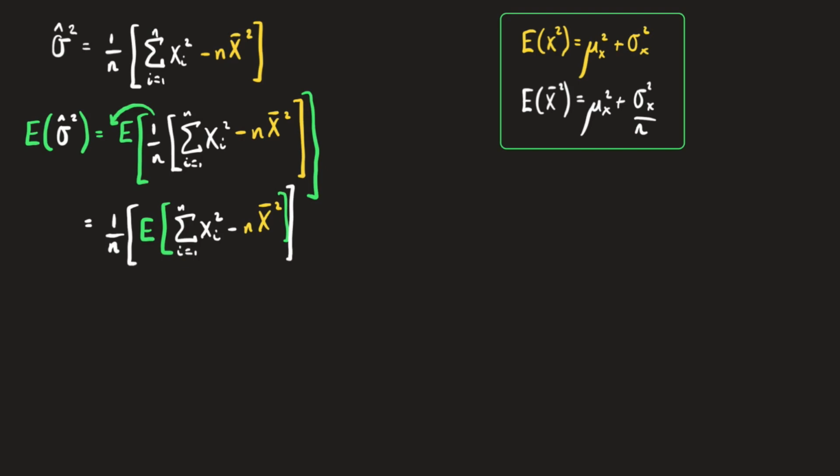We also know that the expectation of any sum is equal to the sum of the expectations, so we can take this expectation inside the summation sign. We'll also be taking the expectation of n x bar squared, so we can rewrite this as being equal to 1 over n times by the sum from i equals 1 to n of the expectation of xi squared minus n lots of the expectation of x bar squared.